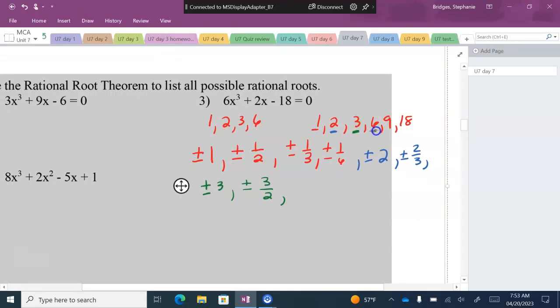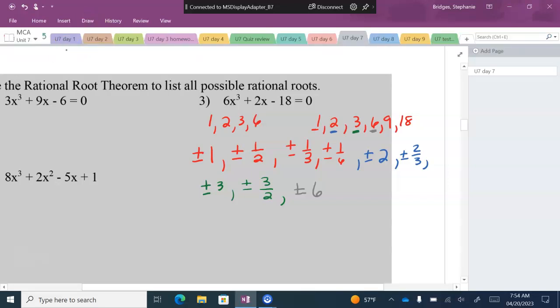Doing my 6 now, plus or minus 6 over 1, which is 6. What does 6 over 2 turn into? 6 divided by 2 is 3. That's already listed. And 6 over 3 turns to 2, which I already have. And 6 over 6 turns to 1, which I already have. So the only one I could list off of that 6 factor is plus or minus 6.